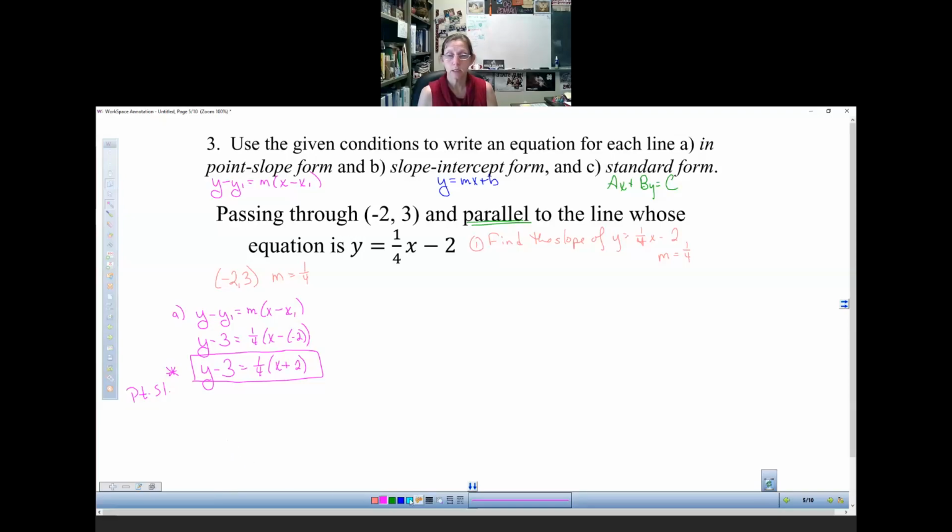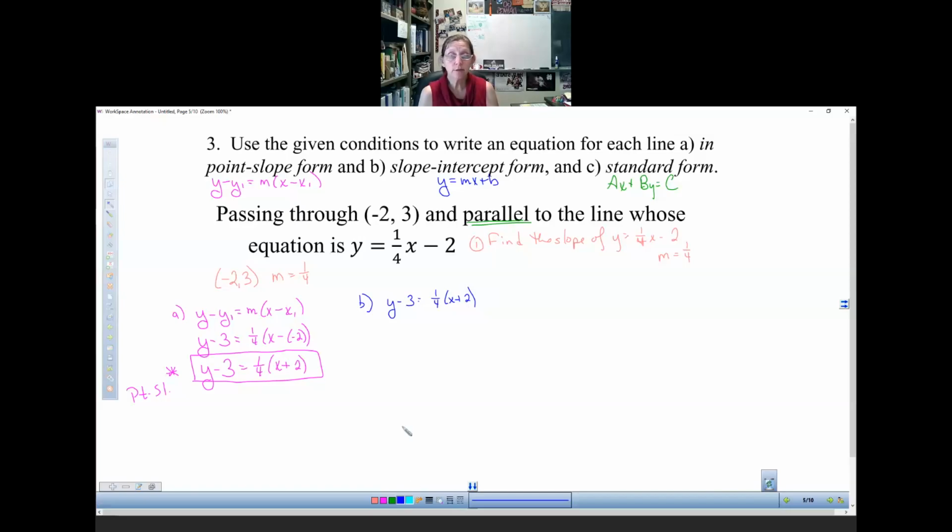All right. So part B, it says we want to take this equation and put it into slope-intercept form. Okay, so I'm going to start with y minus 3 is equal to 1/4 times x plus 2. Now, I could simply distribute that 1/4 through here, but you guys are not going to like the result because I'm going to have a fraction. So I'm just going to go ahead and get rid of the fraction here, okay?